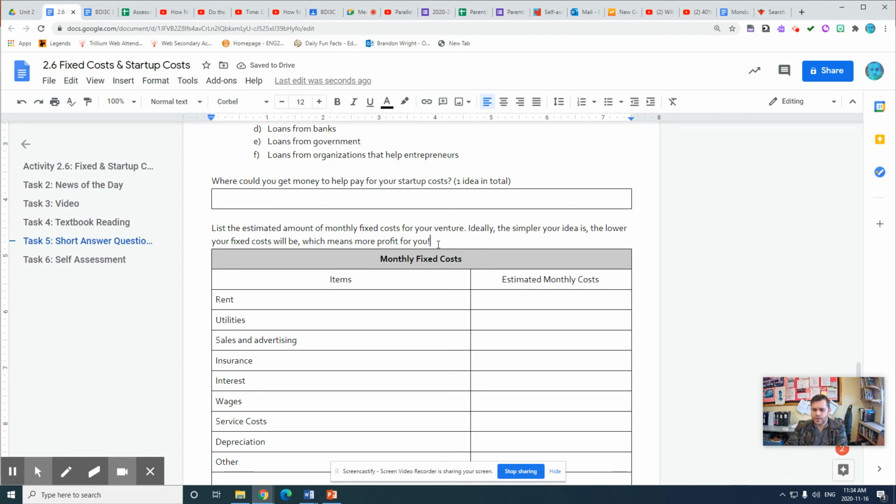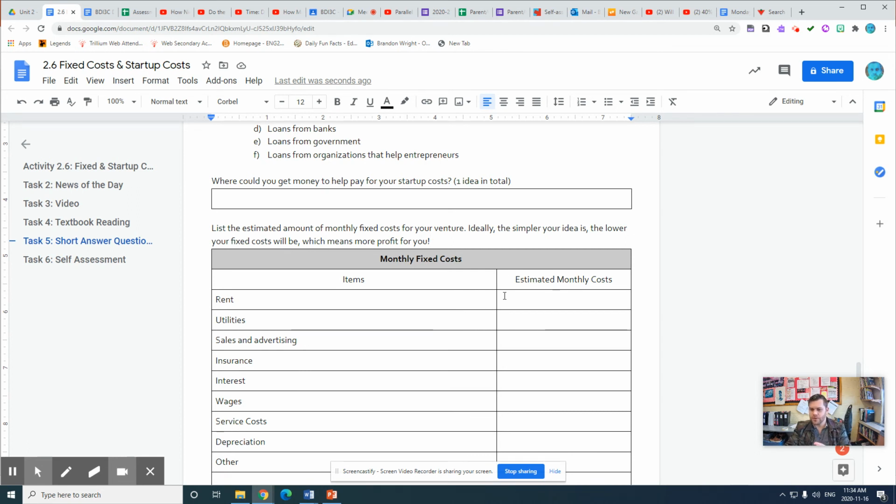Lastly, I'd like you to imagine that you're starting up your business. I would like you to estimate your monthly fixed costs. So how much would you pay in rent, utilities? That implies that you have a building. If a cost does not apply to you or your business idea, leave it blank. Don't worry about it. Remember, we want to minimize costs. So the fewer costs we have, the better.